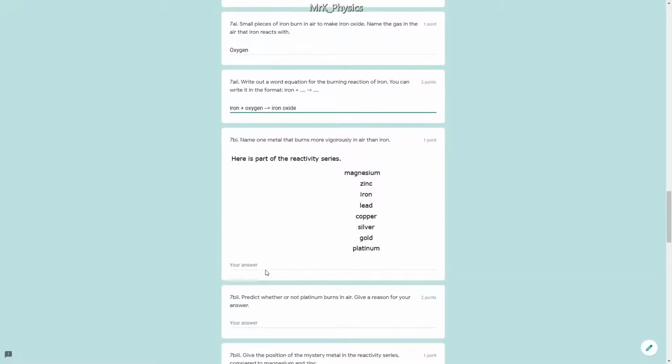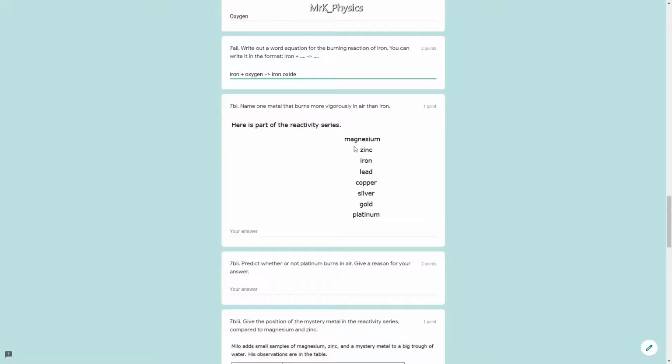Here is part of the reactivity series given to you: magnesium, zinc, iron, lead, copper, silver, gold, platinum. Name one metal that burns more vigorously in air than iron. So out of this list here, just working with this list, zinc or magnesium are more reactive than iron. They're higher up in the reactivity series, so you could put here magnesium or zinc.